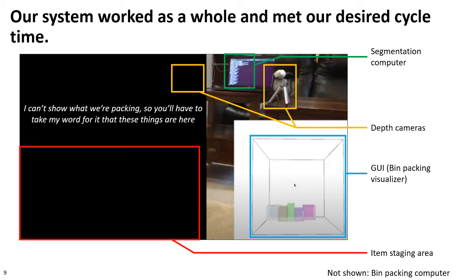On this slide, you can see some of the different aspects of our system working together, though I apologize for needing to hide part of the image. I'm not allowed to show what our system is actually packing. Visible is the computer running the segmentation algorithm. In a real environment, this would be a Raspberry Pi. One of the two depth cameras that are responsible for creating the point cloud of the object, and a view of the bin packing visualizer showing the previously placed items.